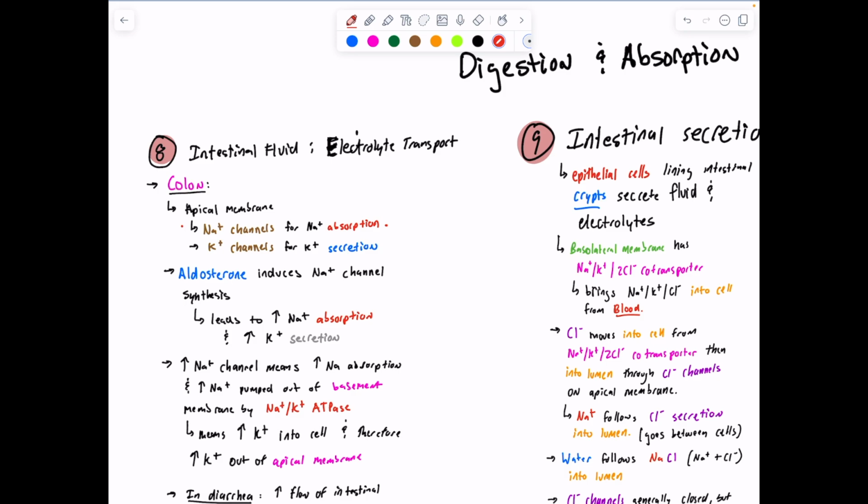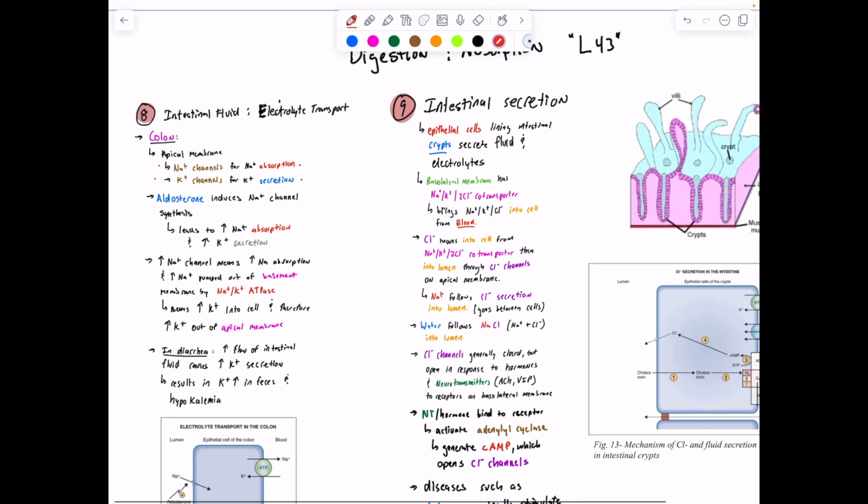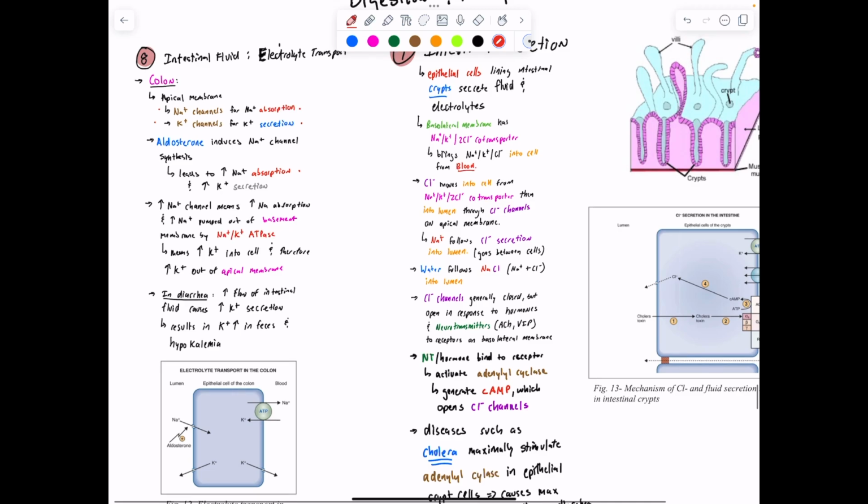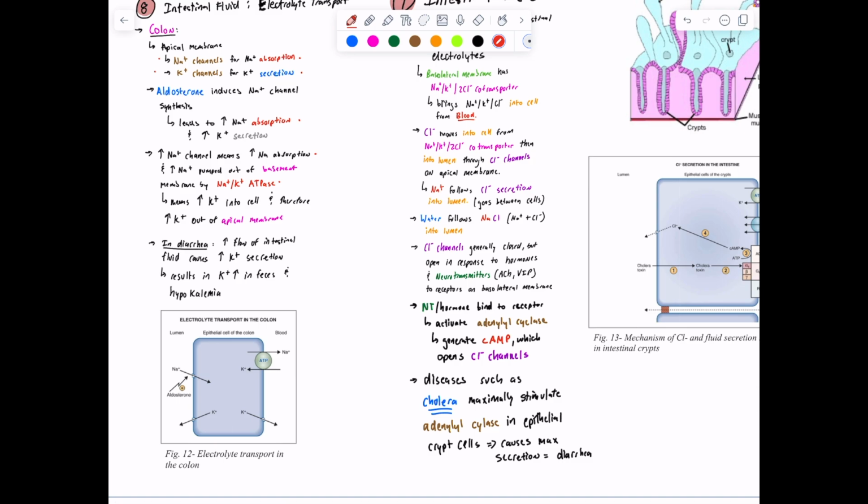All right, and then in the colon, large intestines, on the apical membrane, we have sodium channels for sodium absorption, potassium channels for potassium secretion. Aldosterone will induce sodium channel synthesis. This leads to an increase in sodium ion absorption and potassium secretion in the large intestines. An increase in sodium channels means an increase in sodium absorption and an increase in potassium pumped in from the basement membrane by the sodium potassium ATPase, and that will result in more potassium in the cell and therefore increased potassium out of the apical membrane.